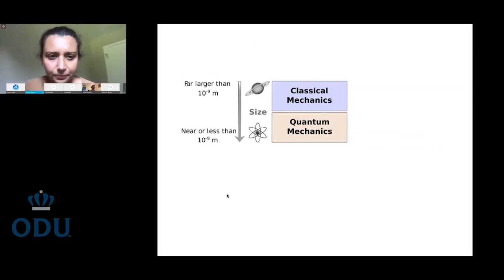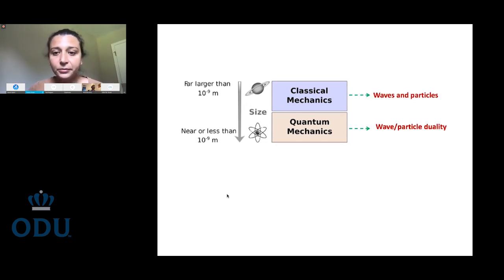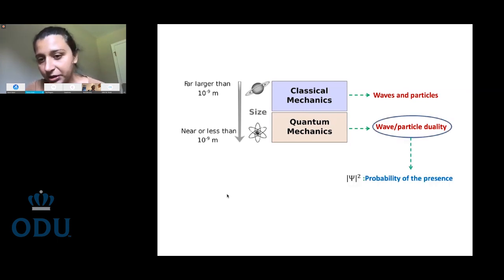Now here is an overall picture again. There was classical mechanics, but it failed to explain the atomic size. It predicts something, but it doesn't happen, because there are waves and particles as separate concepts in classical mechanics. Whereas in quantum mechanics, there are no separate waves and particles, there is the wave-particle duality. A particle is associated with a wave. And what type of wave is that? It's the probability of its presence.